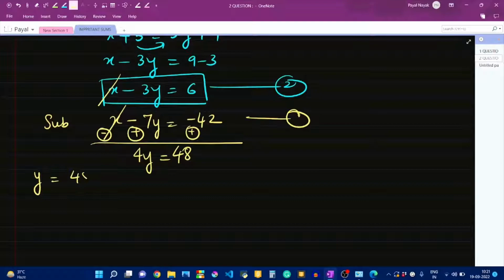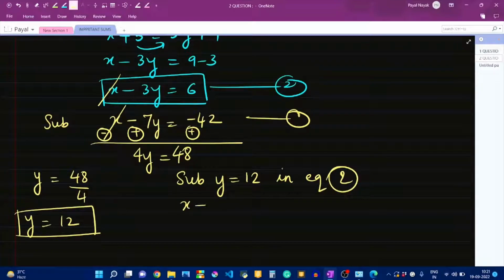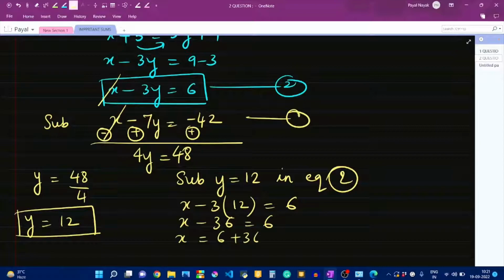So your y is equal to 48 upon 4. So y is equal to 12. This is the value of y. Now if you want to get the x value, again substitute y is equal to 12 in, say, equation number 2. So you get x minus 3y is equal to 6, where y is 12. So x minus 36 is equal to 6. So x is equal to 6 plus 36, which gives you 42. So your x is equal to 42.